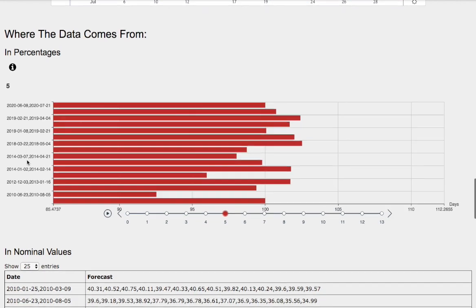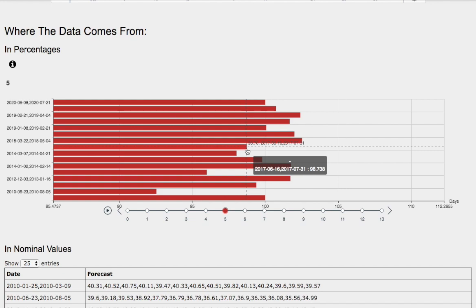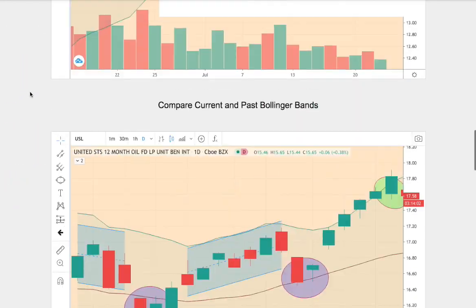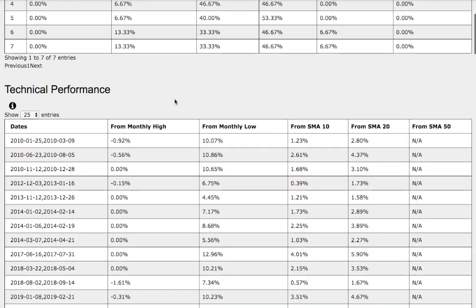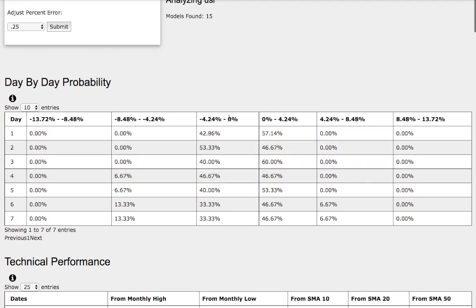So the model that we just examined was, again, if we can find it, June 16 to July 31st, 2017. WTI crude oil was down roughly around, say, 1.3%. If we head back to the day-by-day probability model, that coincides with this standard deviation of a 40% chance for it to fall between 0 to negative 4% in the next coming days.